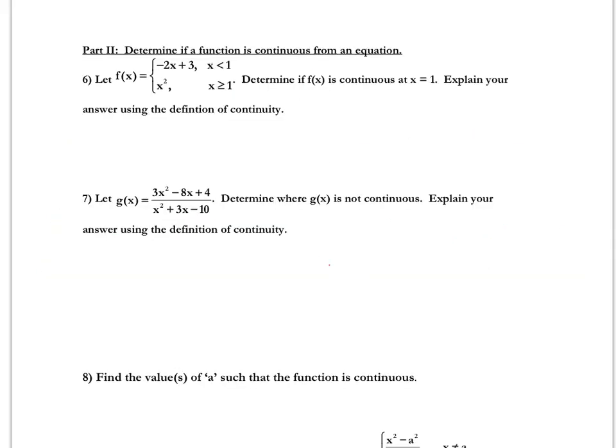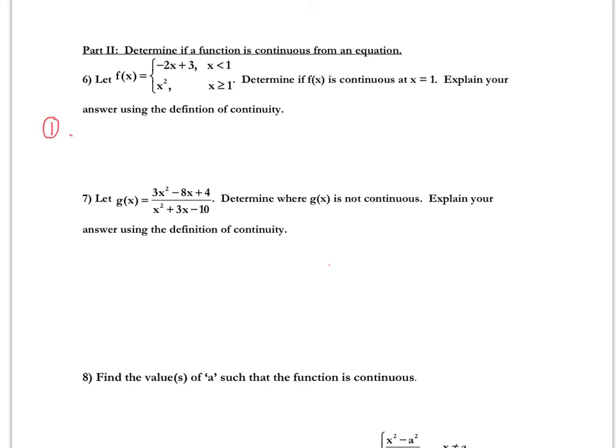Now when we are asked to determine if the function is continuous from an equation, we are still going to approach the problem the same way that we did from the graph. The only difference is the way that we evaluate the limit. We have to plug it into the piecewise equation. So first, to determine if the limit exists, we need to find our left and right-hand limits at x equals 1.